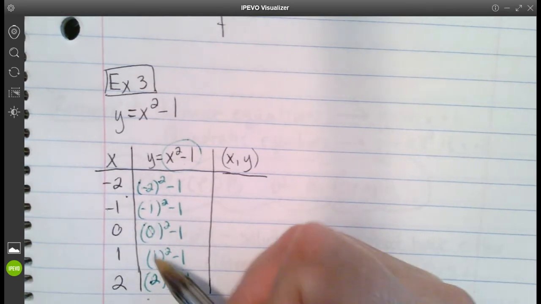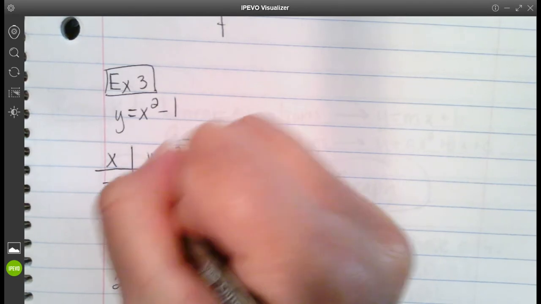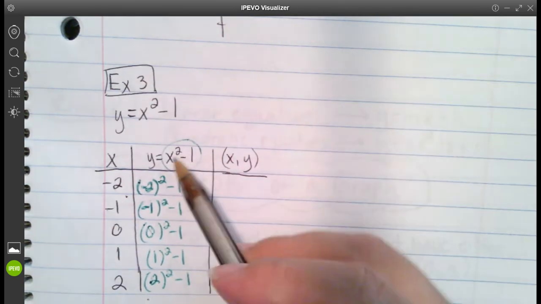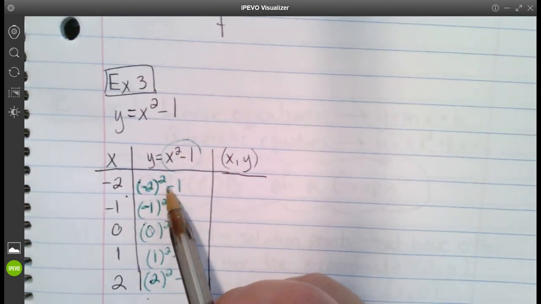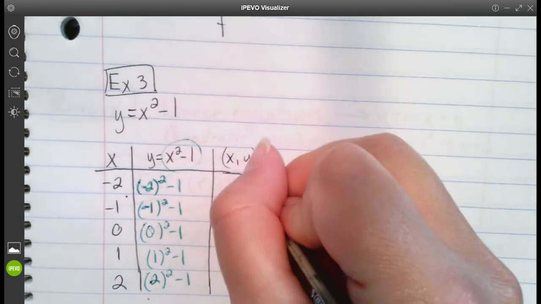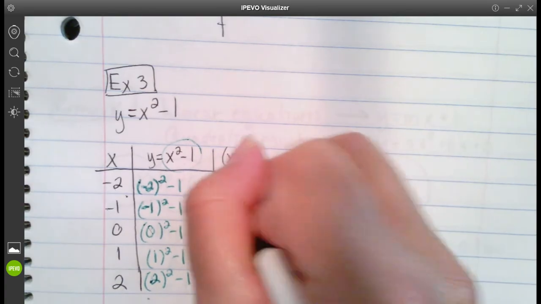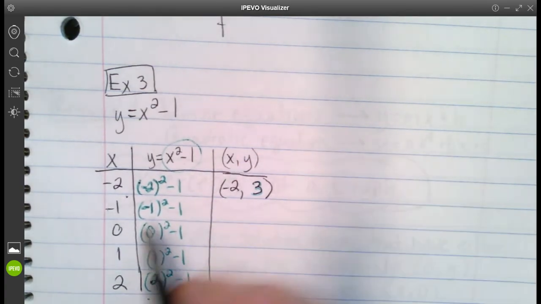So remember that when you square something, everything does come out positive. This is probably not the best pen. Seems like it's kind of leaking. Sorry about that. But yeah, everything is positive. So -2 squared is going to be +4. 4 minus 1 is 3. Let's go ahead and keep the color. So -2 comma 3.